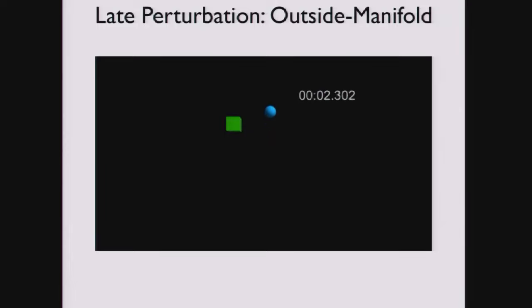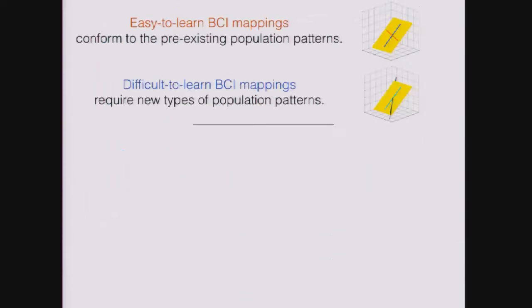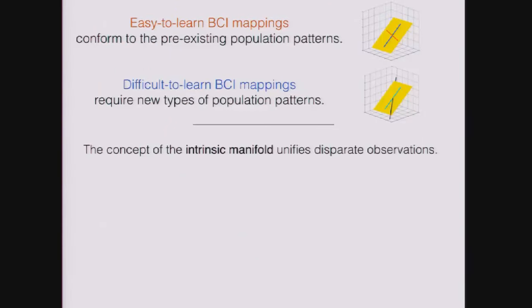Okay. So let me sum up what I think this study shows us and then just take a couple of minutes at the end to talk about future directions and what other people are doing with the BCI approach. So this concept, intrinsic manifold, I think unites disparate observations. It helps us understand why some BCI mappings are fast to learn, others are slow to learn, okay? Simply because some new BCI mappings respect the existing topology of population patterns, others violate it, okay? Now we have a tool that allows us to see that and to design decoders that we expect to be easy to learn or more difficult to learn.